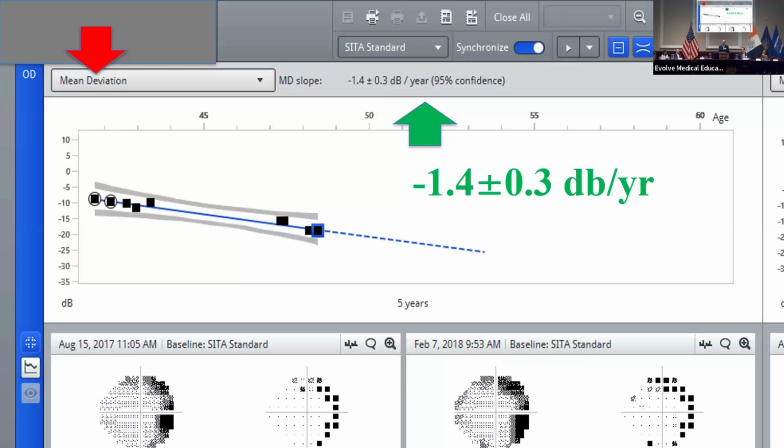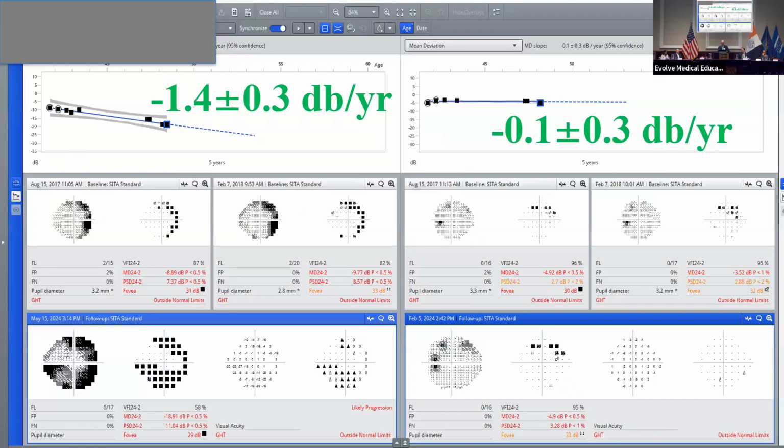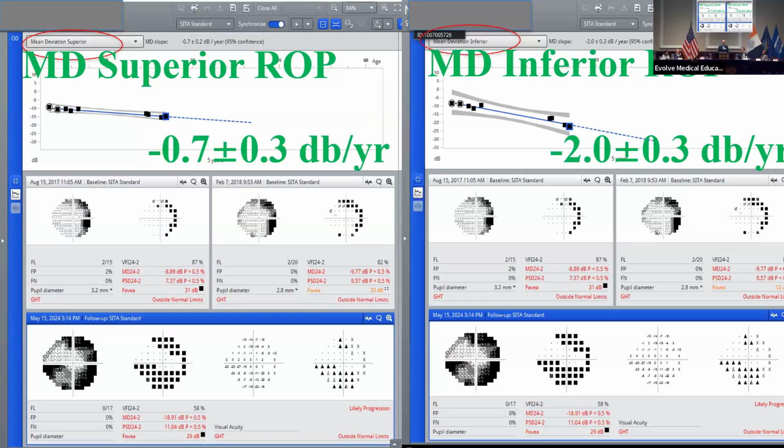The average glaucoma patient changes at a rate, from work that Gus did and others, of around minus 0.2 to minus 0.3 decibels per year. This patient is progressing rather quickly at minus 1.4 decibels per year in the right eye compared to the left eye. The right eye is essentially progressing fast, and the left eye is not progressing at all. There's a lot of other information you can glean from this.